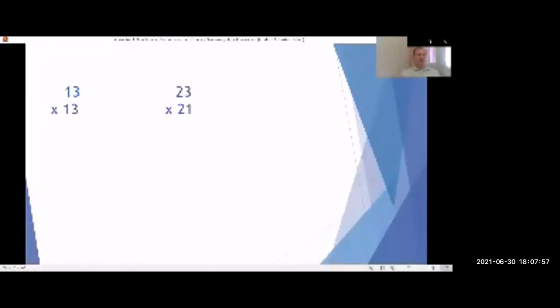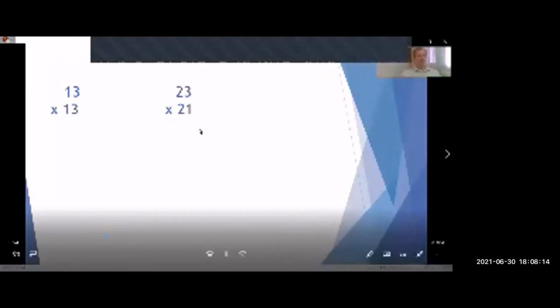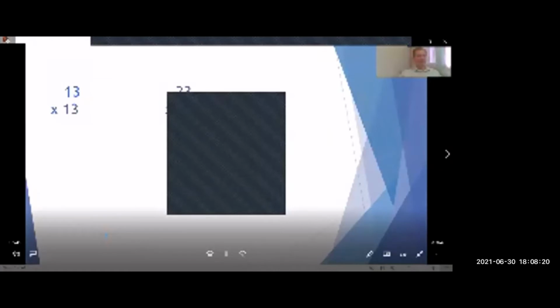In the second example, we start with the 10s first. So we do 2 times 2 is 4. We write down the 4. Then we cross multiply. 2 times 1 is 2. 3 times 2 is 6. So then we have 6 plus 2 is 8. So we have 4, 8, and then we just multiply the units. 3 times 1 is 3. So the answer will be 483.